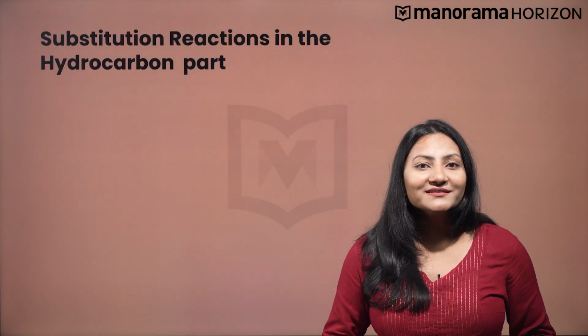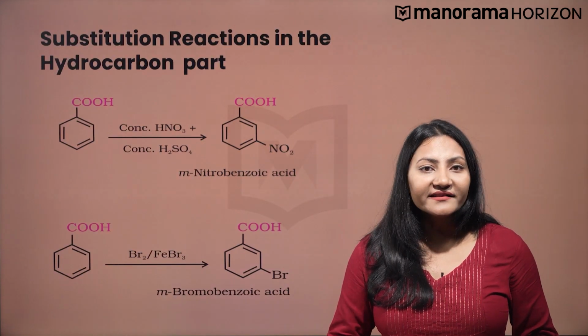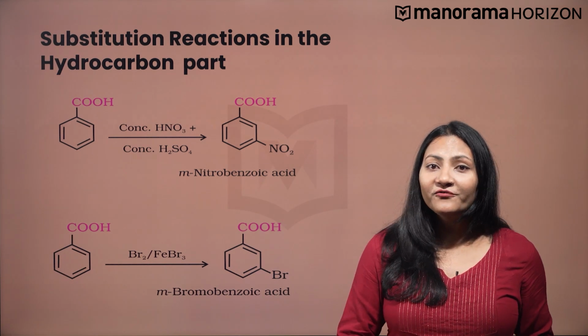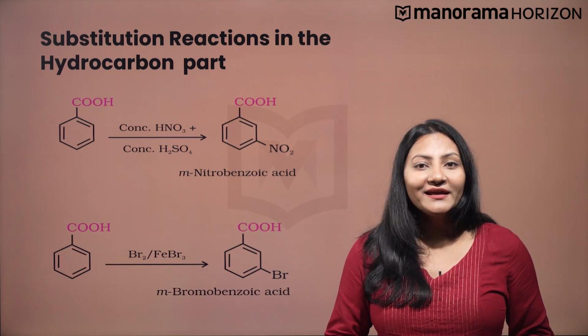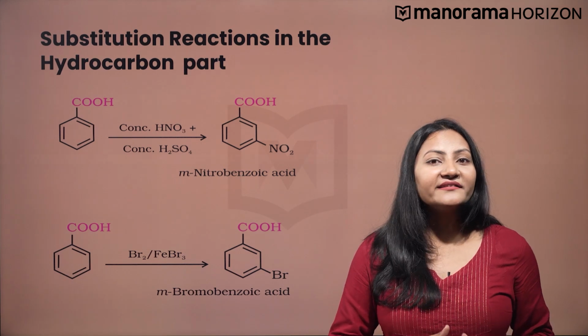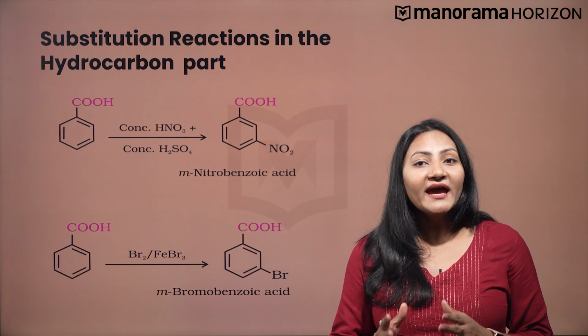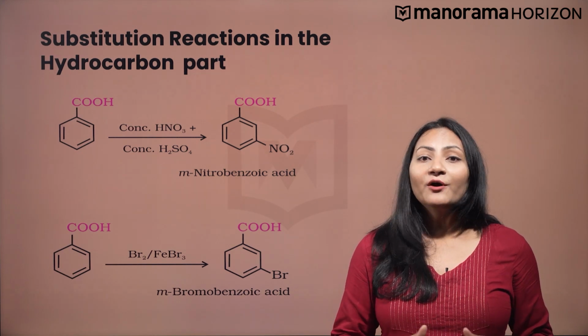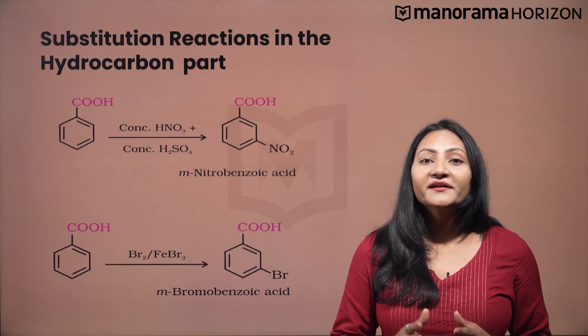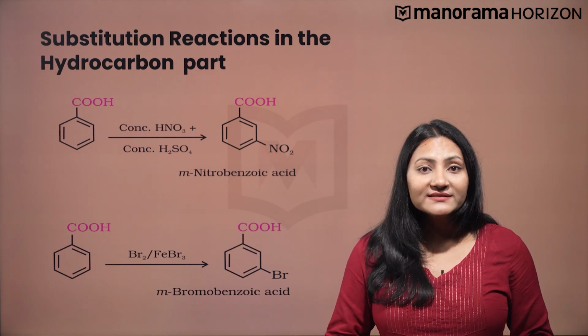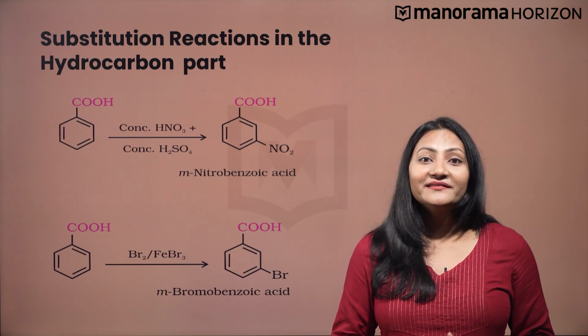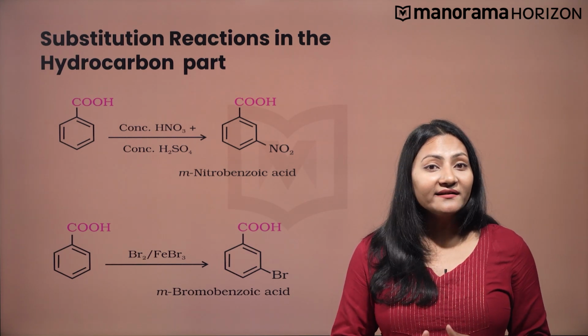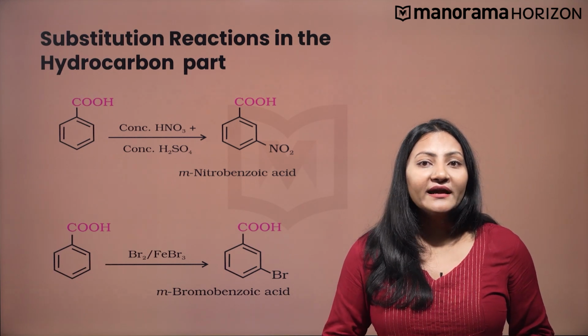On the other hand, aromatic carboxylic acids undergo electrophilic substitution reactions in which the carboxylic acid group acts as a deactivating and a meta-directing group. They, however, do not undergo Friedel-Crafts reaction because the carboxylic acid is deactivating and the catalyst aluminum chloride gets bonded to the carboxylic group.